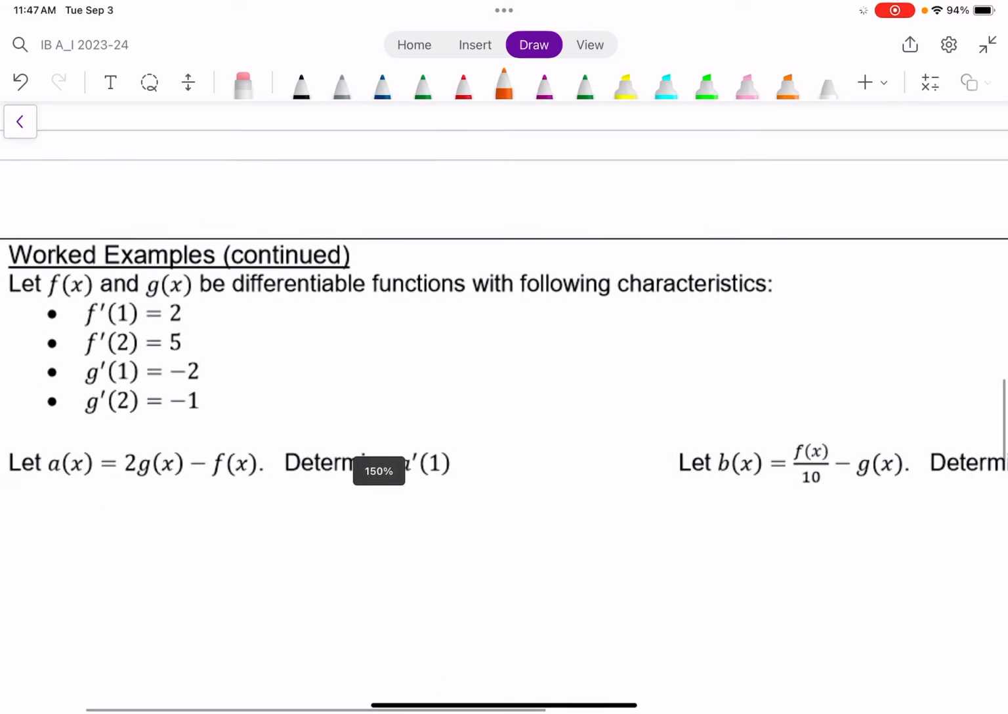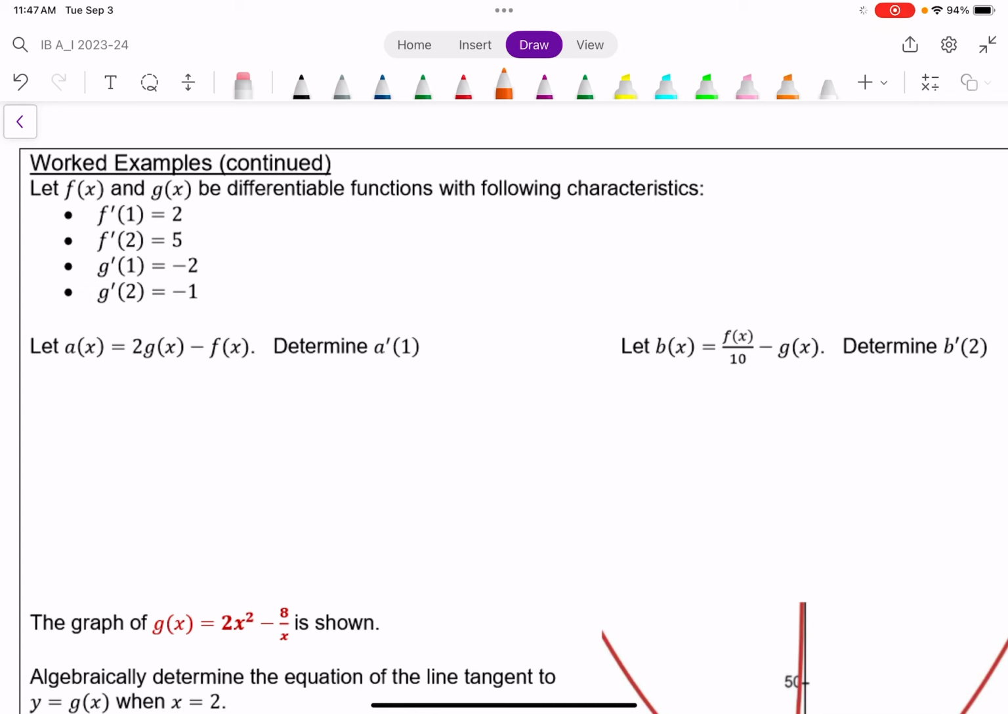All right, so for this, I have two differentiable functions, f and g, and you're given some information about the derivatives at different points. And then we're told, okay, well, what if function a is 2 times g of x minus f of x? What's the derivative at 1? Well, in this case, because all I'm doing is finding a sum or difference of functions, and I'm just multiplying them maybe by some constant, then I can just use what we've done before. So, for example, a prime at 1 is going to be the same as 2 times g prime at 1 minus f prime at 1.